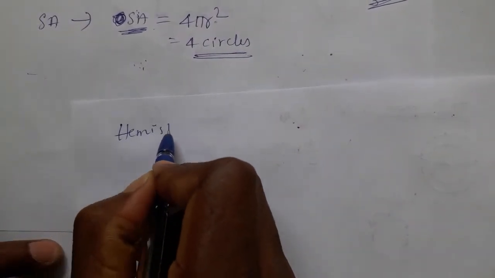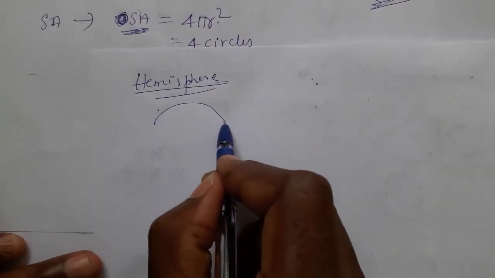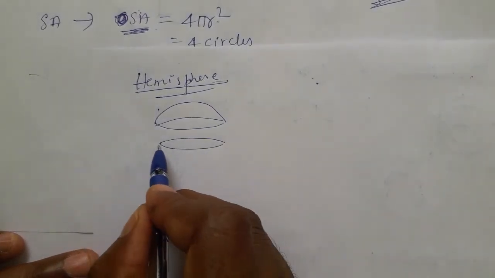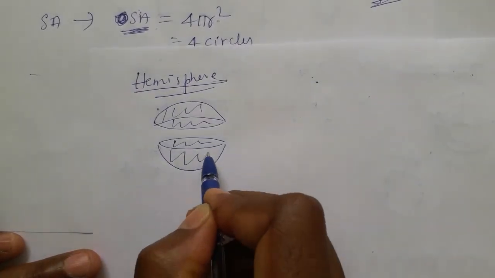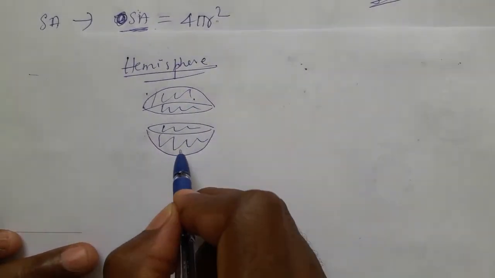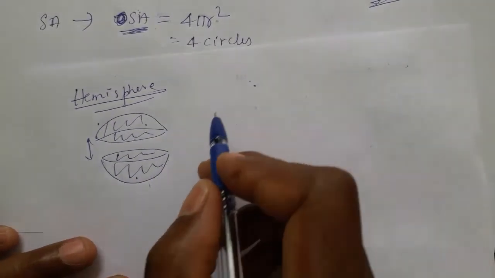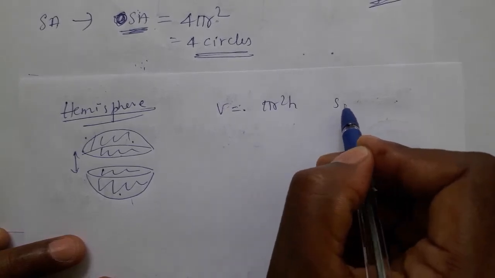Next is the hemisphere. Hemisphere means two equal parts of a sphere. See, this is one half of the sphere, this is the other half of the sphere. When we combine both halves, we will get the complete sphere. So how to find the volume of a hemisphere? First we write the volume of the solid sphere.